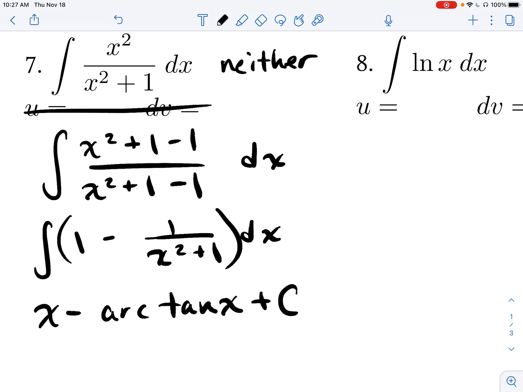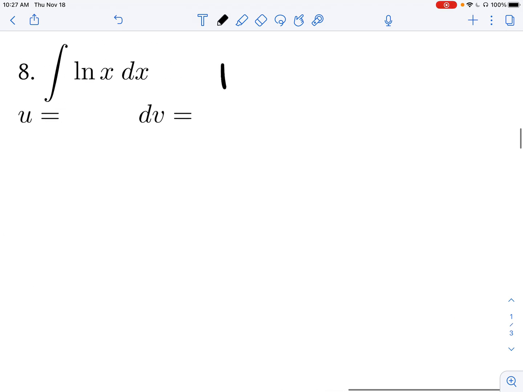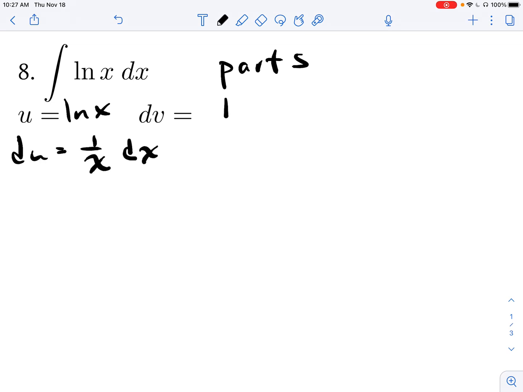Okay. And finally, for number 8, this was an integration by parts. U sub does not work here, in which case we can redefine all of our variables as such. We've done this a couple times now.